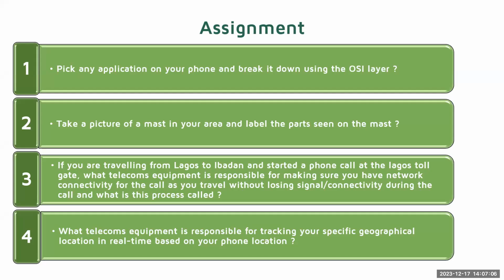Okay, so we're going to go through last week's assignment quickly. I said pick any application on your phone and break it down using the OSI layer. So the first thing you need to look for is what is the OSI layer and how does it work? Remember we said that there are two different protocols when it comes to connection solutions. One is the telecoms mobile solution, which goes through radio wave, and the other one is the internet solution, which goes through the LAN or wired connection.